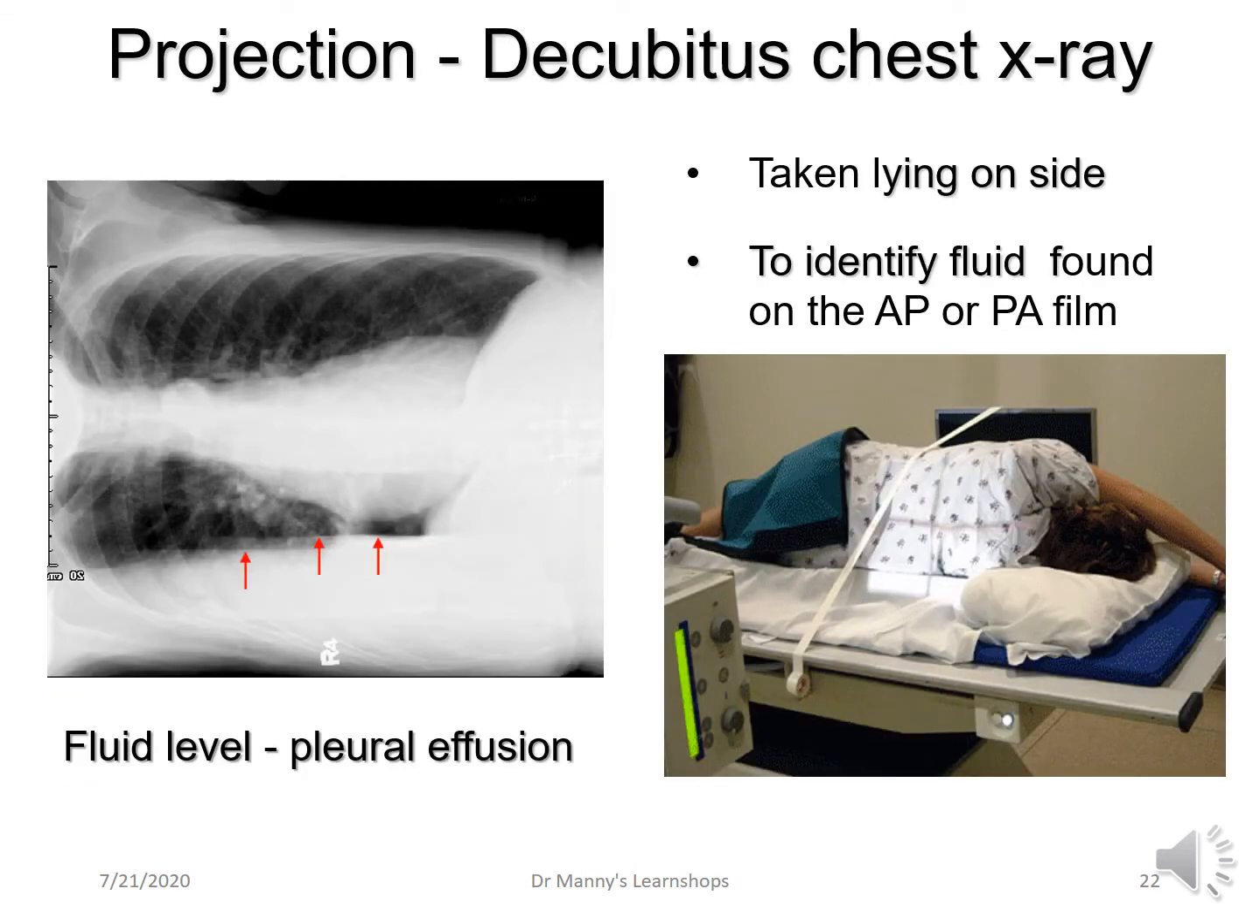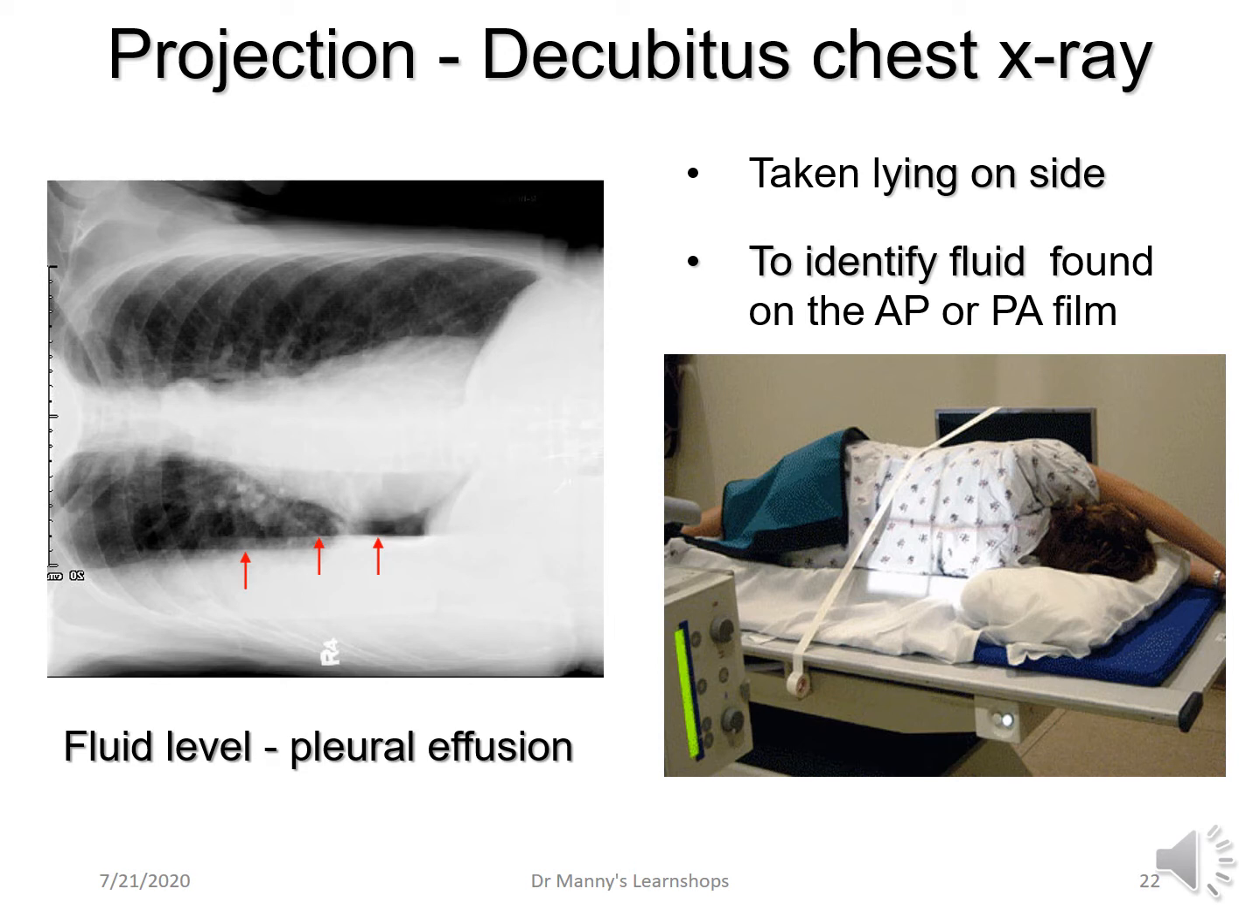Projection can also come with a Decubitus X-ray. A Decubitus chest X-ray is taken with the patient or the victim lying on their side. Primarily it's to identify fluid that was seen or thought to be seen on an AP or a PA film. And have a look at the X-ray there.